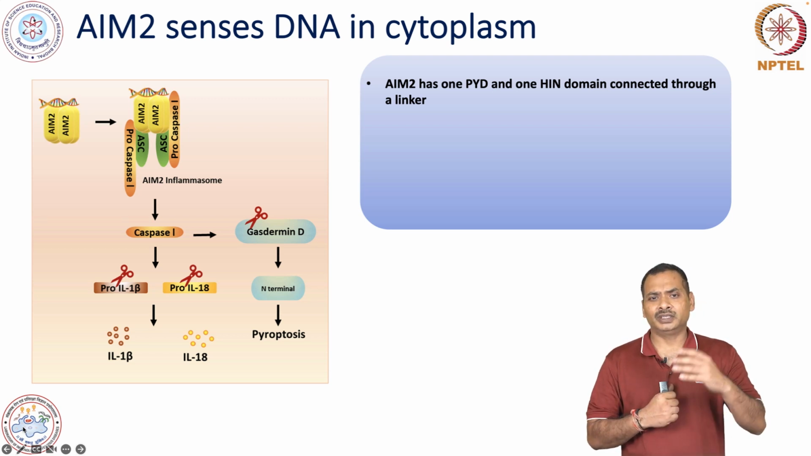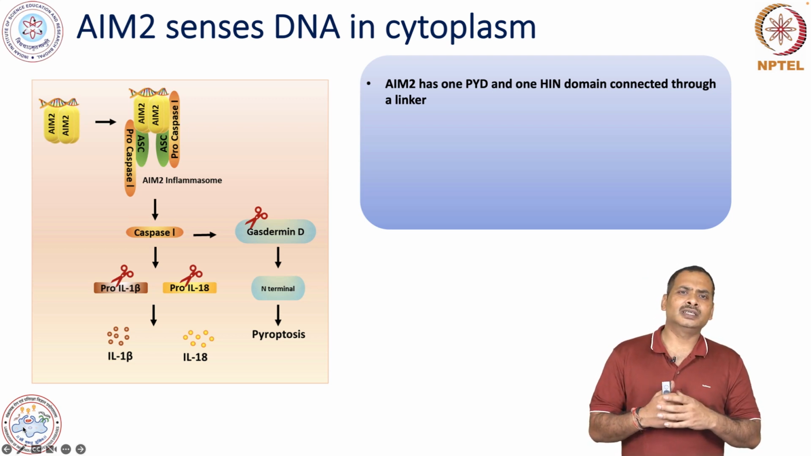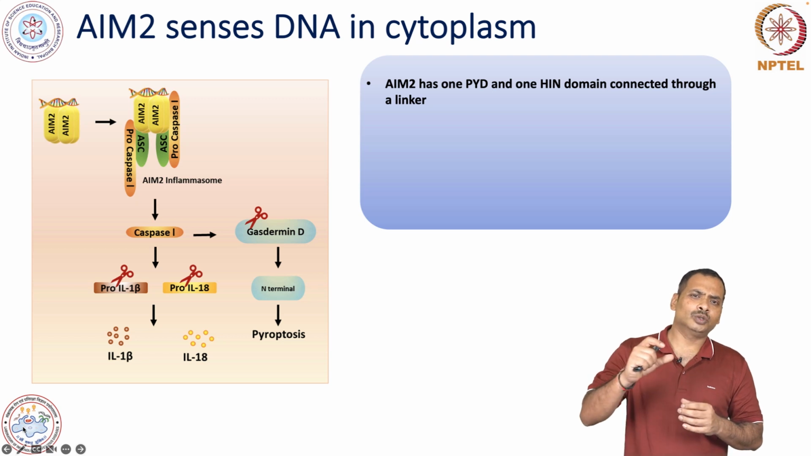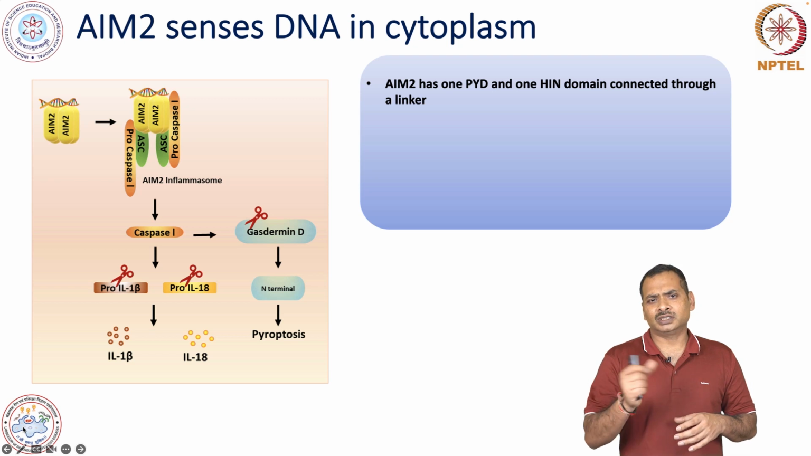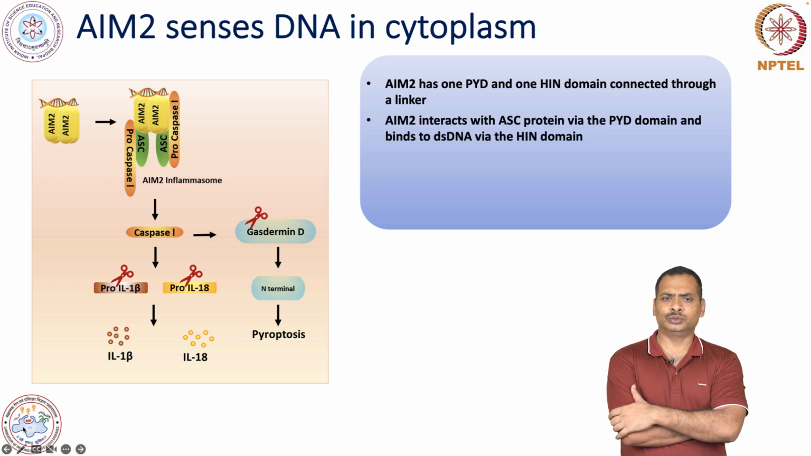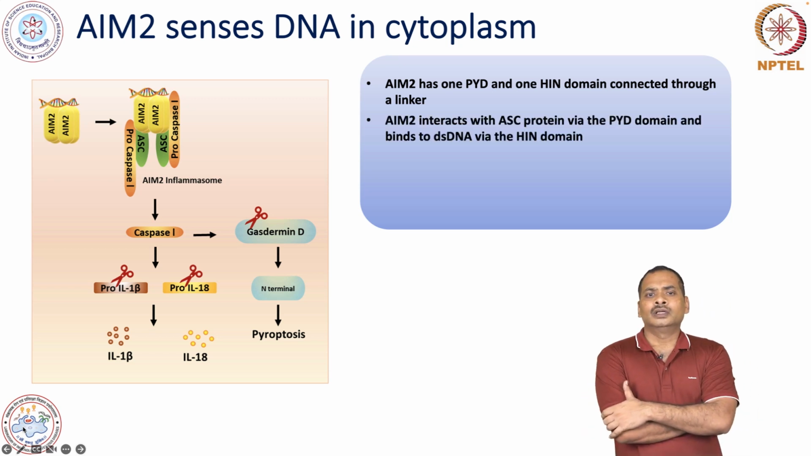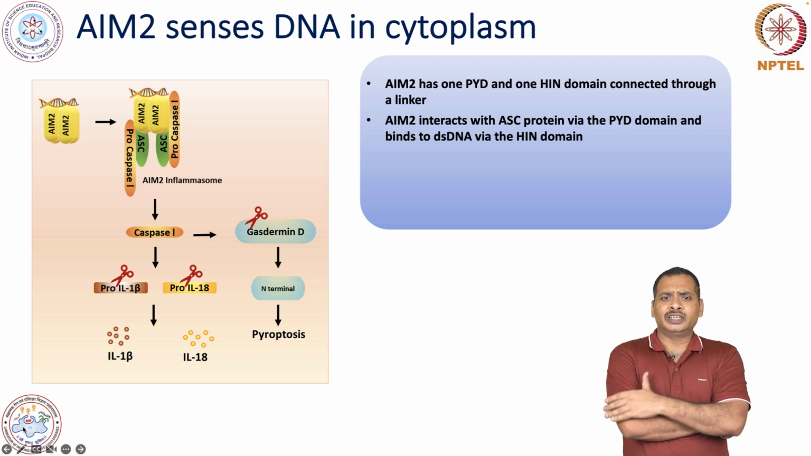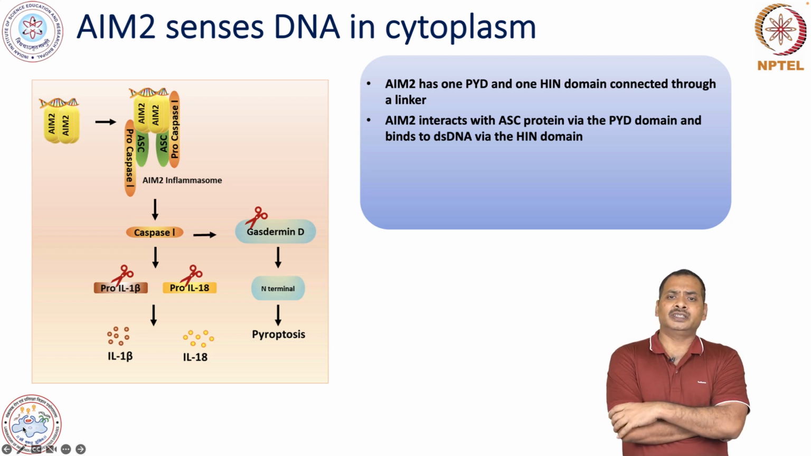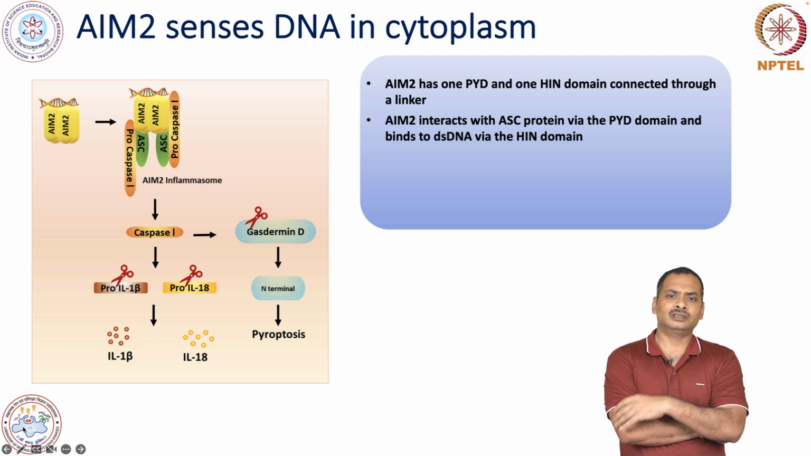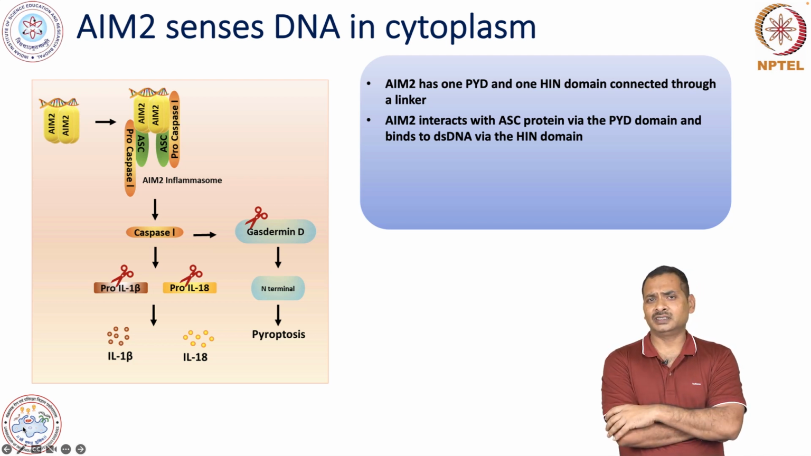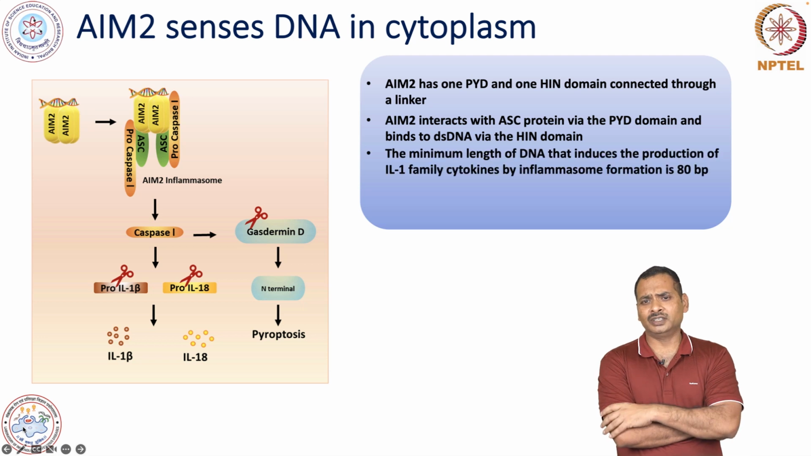There is a HIN domain in AIM2, and this is basically a HIN domain and a pyrin domain. There are some amino acids which are basically linking these two domains. So, I have already explained that AIM2 interacts with the ASC protein via the pyrin domain, and double stranded DNA is binding with the HIN domain. Okay.